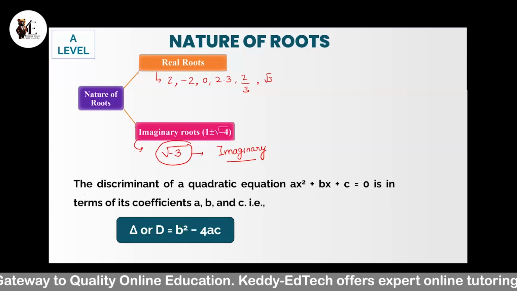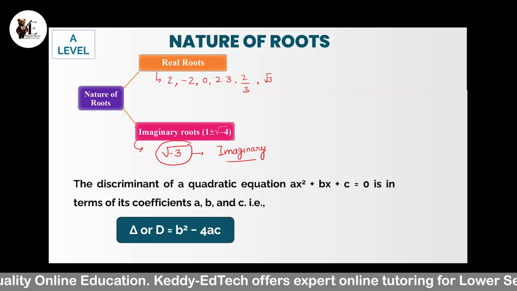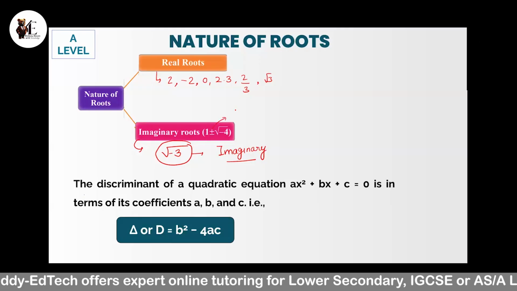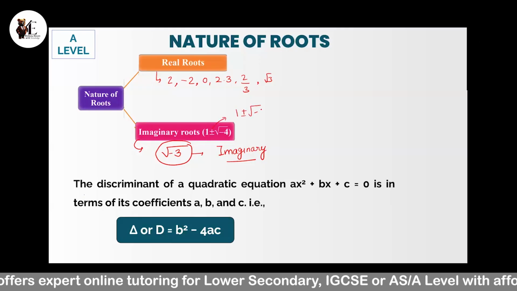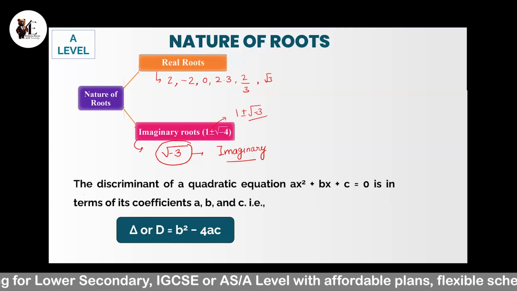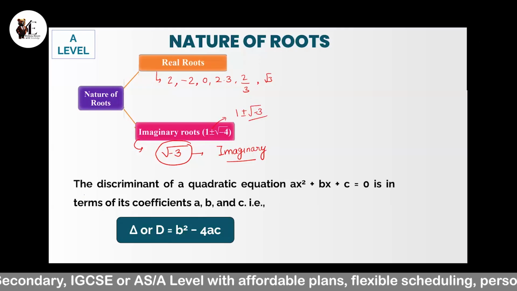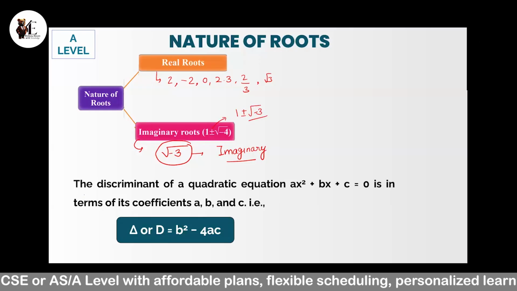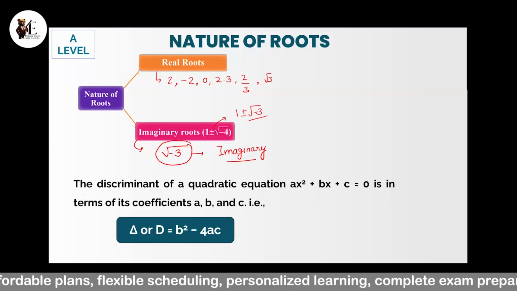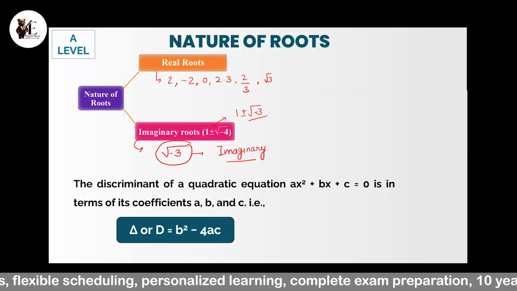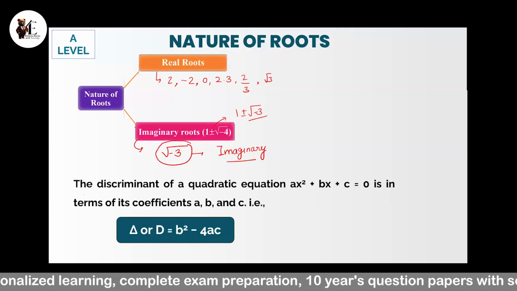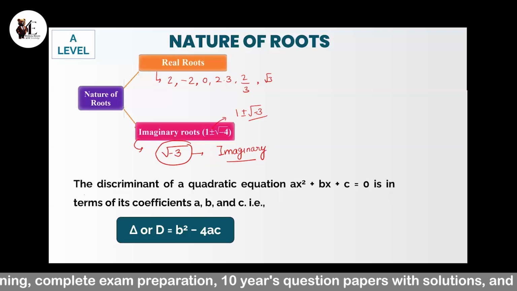So if we have any root in this form, like -3, or 1 plus minus, with a negative number in the square root, such roots come under the category of imaginary roots. Other than that, every type of number belongs to the real numbers, so we classify them as real roots. It is generally asked in the exam that you have to find out the nature of the roots. To find out the nature of the roots, there is no need to calculate the exact value.